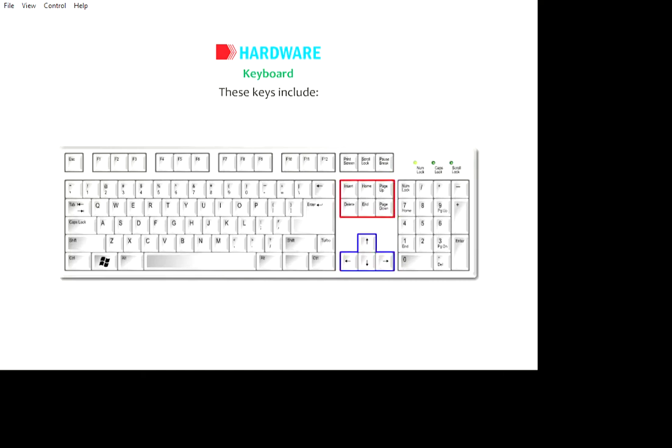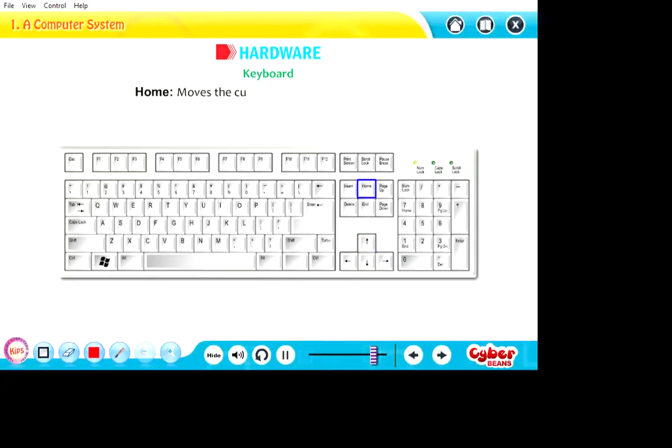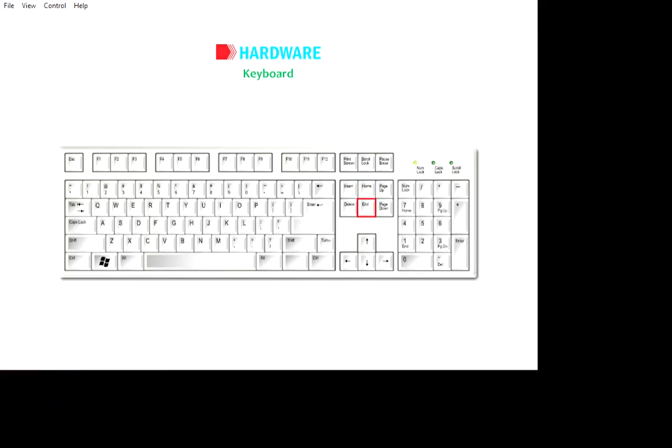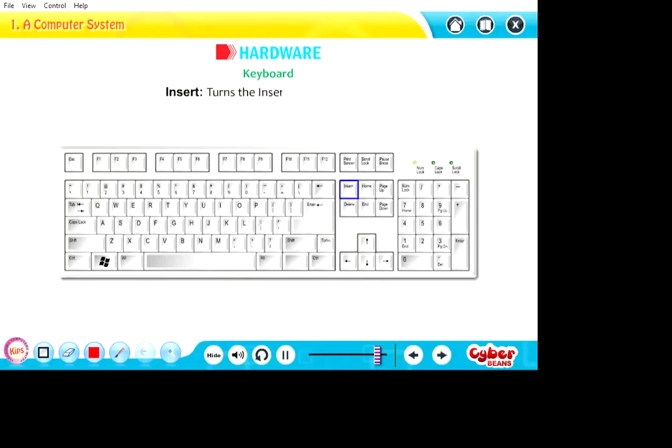These keys include arrow keys. These keys are used to move the cursor on the screen. Home moves the cursor to the beginning of a line. End moves the cursor to the end of a line. Page up moves the cursor or page up by one screen. Page down moves the cursor or page down by one screen. Delete erases the character after the cursor or the selected text. Insert turns the insert mode on or off.